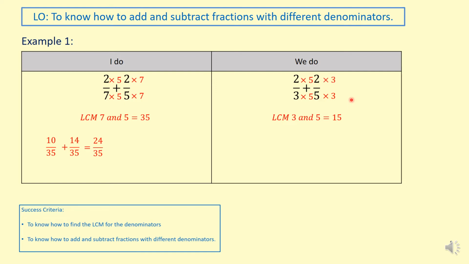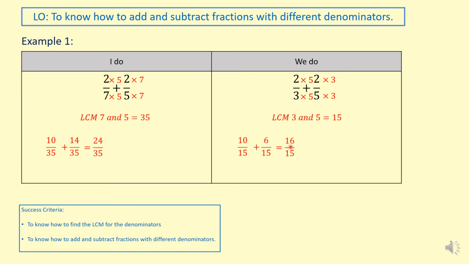Okay, now I need to write my equivalent fractions. For the first one, 2 times 5 is 10 and 3 times 5 is 15. So I have 10 over 15. And for the second fraction, I have 2 times 3, which is 6, and 5 times 3, which is 15. So I have 6 over 15. I had addition between them. Now I have the same denominator, so I'm going to write one of the denominators and add the tops. So I have 16 over 15.